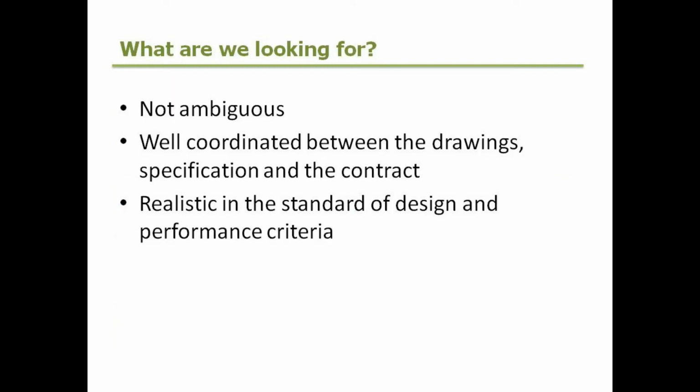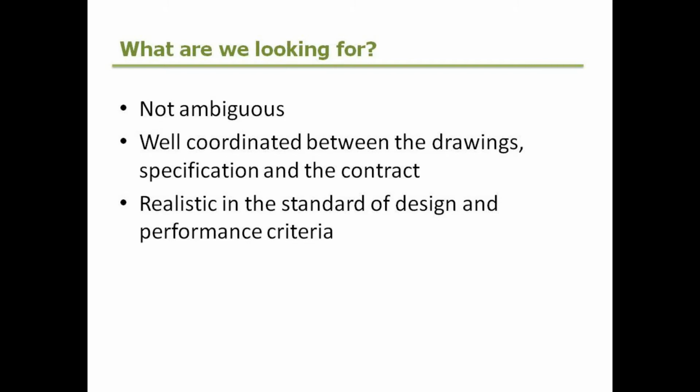When writing the specification, it's very clear that there are three main criteria. That the specification should not be ambiguous, shouldn't be confusing in any way. It should coordinate and communicate very well between both the drawings and the contract, and it should also be realistic in the standard of design and the performance criteria that's being asked for by the client.